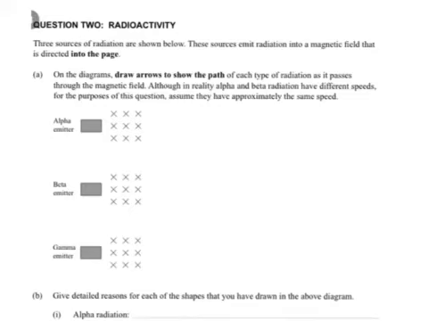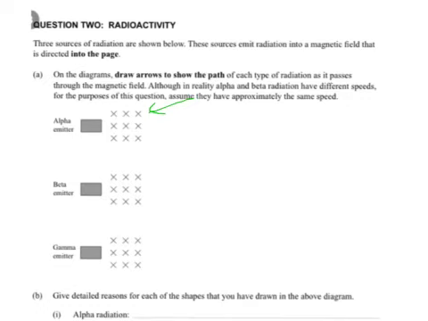In question 2 we have three sources of radiation, your alpha, beta and gamma, and they're emitted into a magnetic field directed into the page. That's what the X's indicate. It's like the tail of an arrow or a rocket with fins heading into the page, and that's what you see. It would be a dot if it was coming out of the page, because that's the point of the arrow or the tip of the rocket.